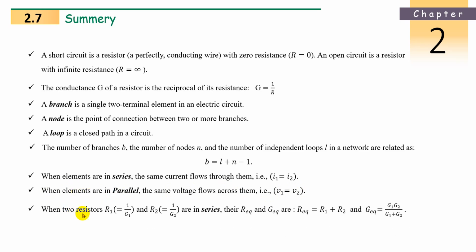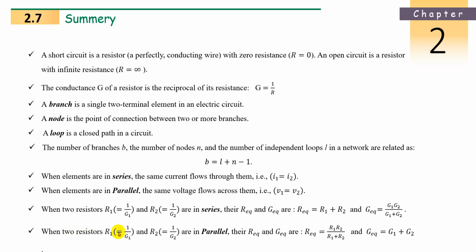So when two resistances R1, which is the reciprocal of G1, and R2, the reciprocal of G2, are in series, then R equivalent is R1 plus R2, and G equivalent will be G1 G2 by G1 plus G2. It is the opposite for parallel. In parallel, R equivalent will be R1 R2 divided by R1 plus R2, and G equivalent will be G1 plus G2. So this is how we studied it.